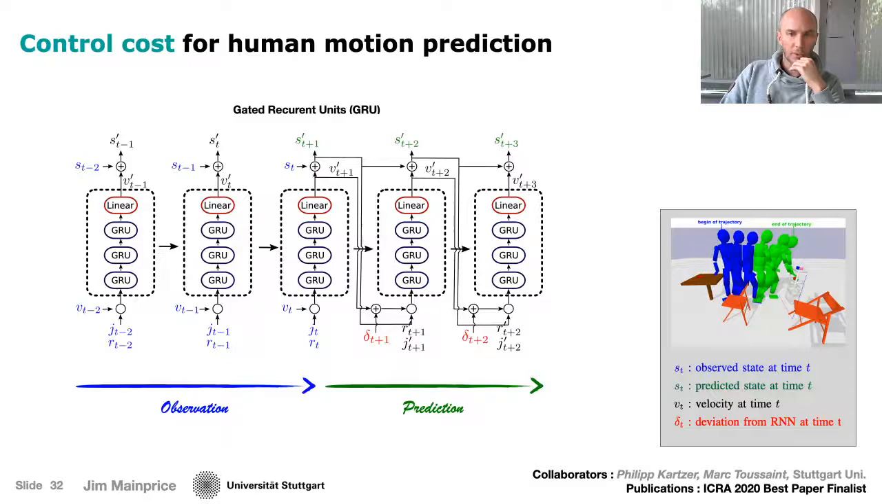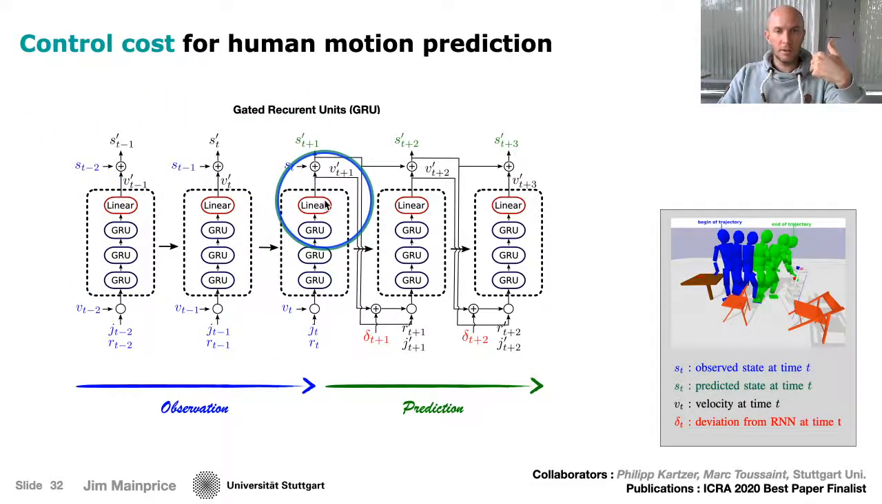Okay, so how does that work at prediction time? We have observations in blue here, so these are the joint velocities and states in blue that we have observed so far. And then the unrolled RNN stops here, and then we chain prediction over time.